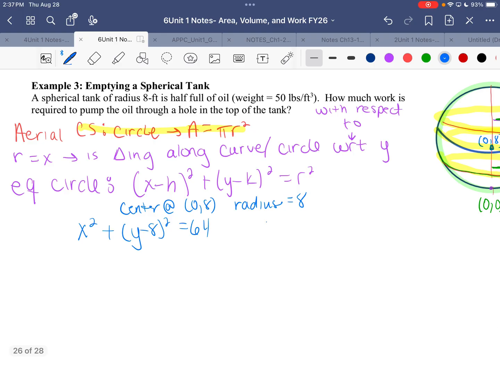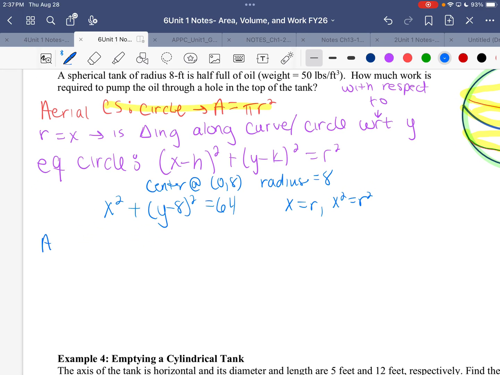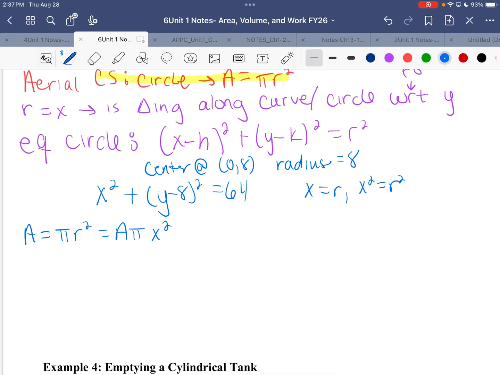Right, because x is equal to r, so that means that x squared is equal to r squared. So in our area formula, area of a circle, pi r squared, we're now going to have pi x squared. So whatever distance I had to travel horizontally on that green outer circle will be our radius of each slice. And remember, your volume is taking your area and multiplying it by the change in height, because we're trying to pump water out of this tank and we're pumping it changing vertically.